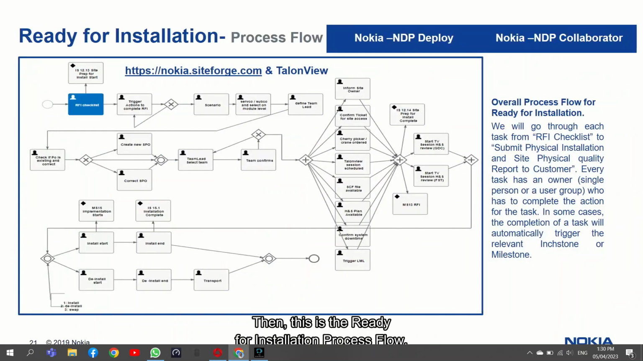Then, this is the ready-for-installation process flow. Before we can go to the site and start the installation, we need to have certain tasks done beforehand, and in this process flow, you can find what tasks need to be done before we go to the site, including that we have access to the site, we have the configuration files ready, and we have a crane or other equipment also ordered for the site installation before we go there.